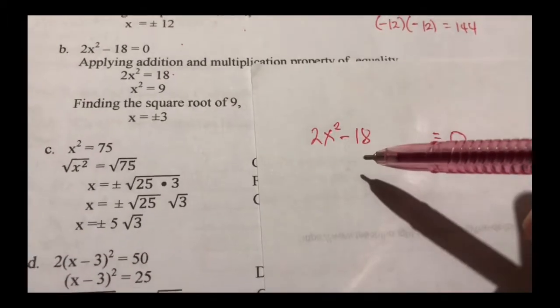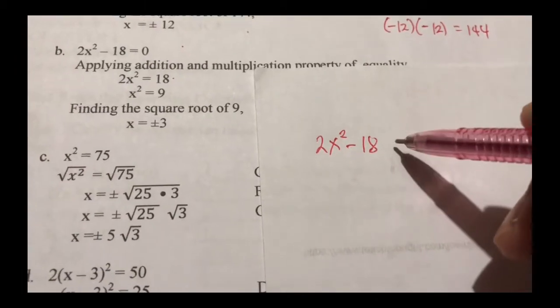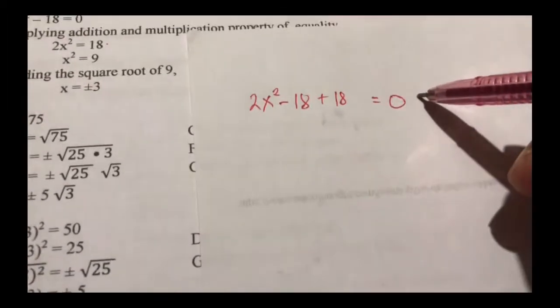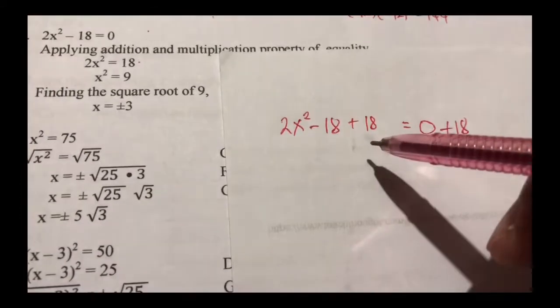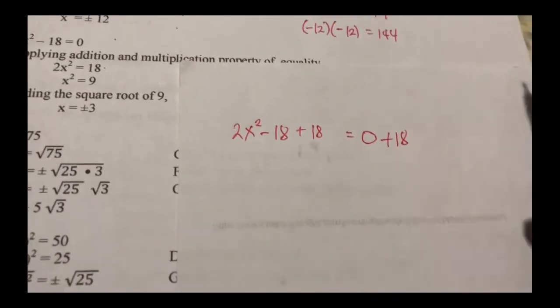Kailangan natin i-simplify yung equation. So, apply addition property of equality. Tanggalin natin yung constant term dito sa left side. Magpa-plus 18 tayo dito. Magpa-plus 18 din tayo sa kabila. So, balance pa rin sila. Nag-plus 18 ka doon, nag-plus 18 ka rin sa kanan. That's why equal pa rin sila.